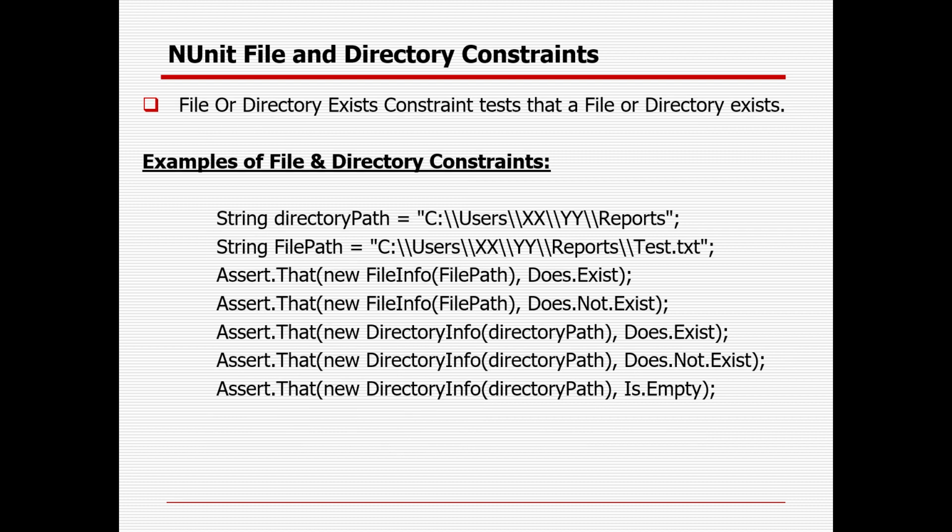Similarly, for the file and directory constraints, you can get the file path and the folder path, and for the folder or the directory, you can check whether it is available or not available with the help of exist or does not exist. Similarly, for the file path also you can check with the help of the file info, exist or not exist, and in a particular folder or directory you can check whether any kind of file is available or not, right, with the help of is empty. A file can be a text file, a word document, an excel file, a ppt, any kind of file.